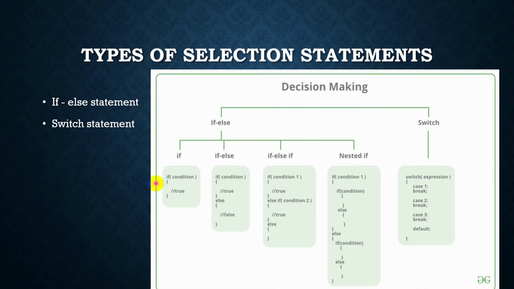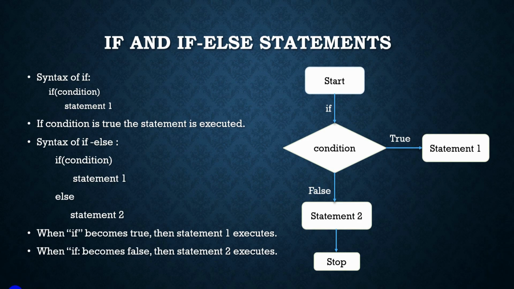Now there are two types of selection statements, if-else statement and switch statement. In if-else we have four categories: if, if-else, if-else-if and nested if. First of all, we learn about if and if-else statements. The syntax of if is: we give the condition in the parenthesis and then the statement. If the condition is true, the statement executes.